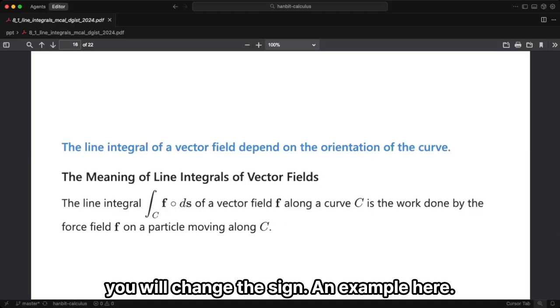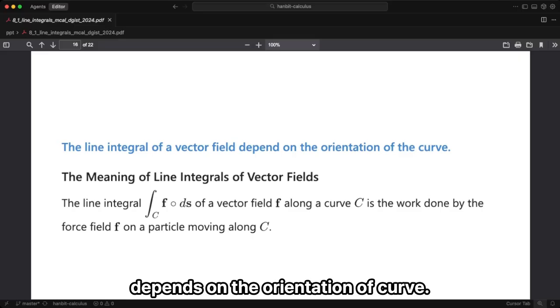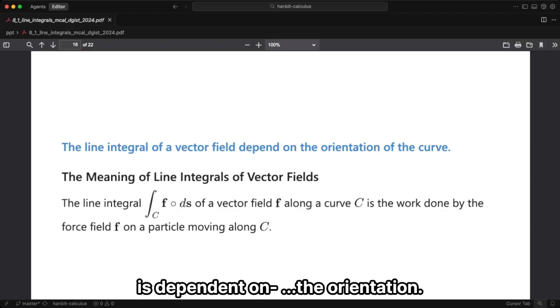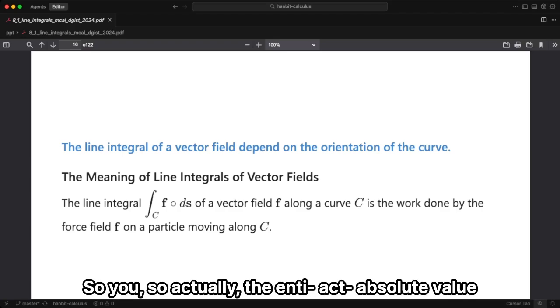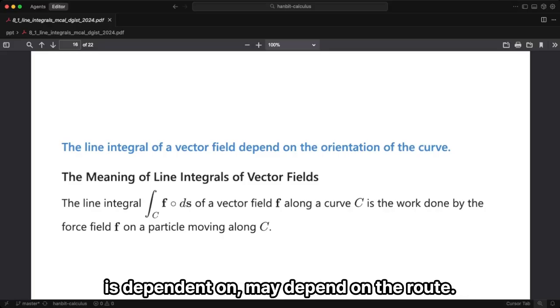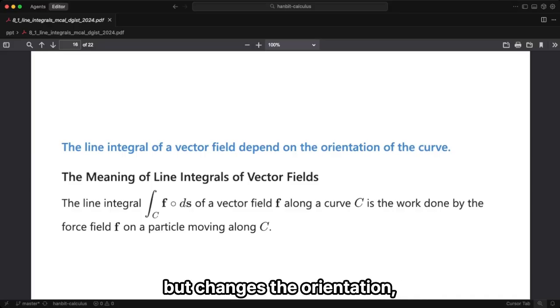The example here. All right, so that's what I just said here. The line integration of a vector field depends on the orientation of the curve. Not the absolute value, it's just the sign. Actually, the absolute value of the work done by the vector field may depend on the route, the shape of the curve. But if you keep the same shape but change the orientation, then your line integration will change the sign.